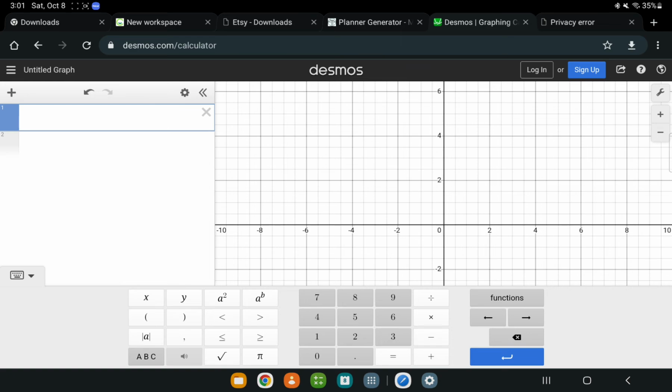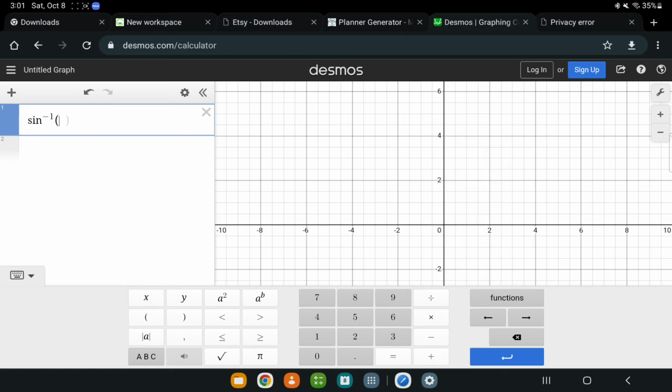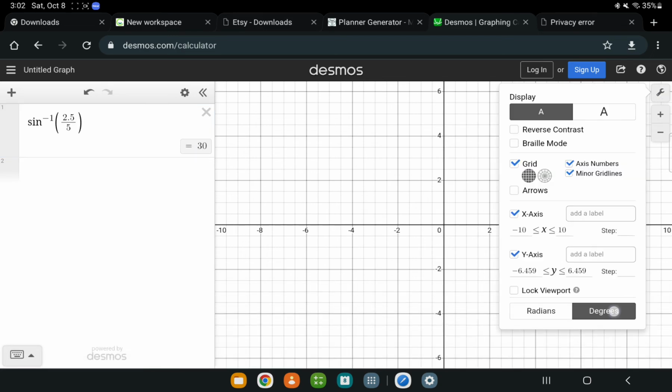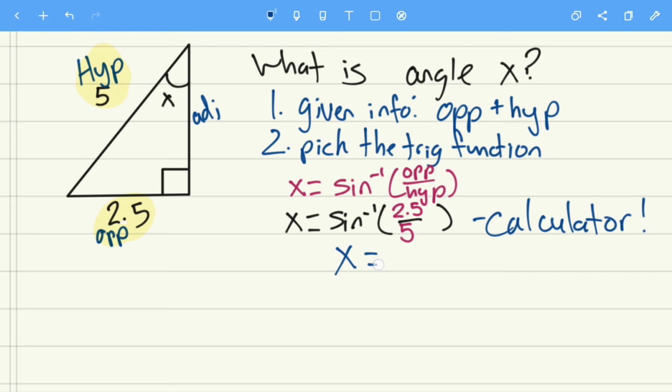So to plug this into the Desmos calculator, the physical calculators use the exact same process. We're going to do functions, and we want sine inverse. Then we do our numerator, which is 2.5, and divide that by 5. And we get 30 degrees. Make sure your calculator is in degrees mode. That is important, otherwise you won't get the answer in the form we want. So we know our angle is 30 degrees. And that is all you have to do.